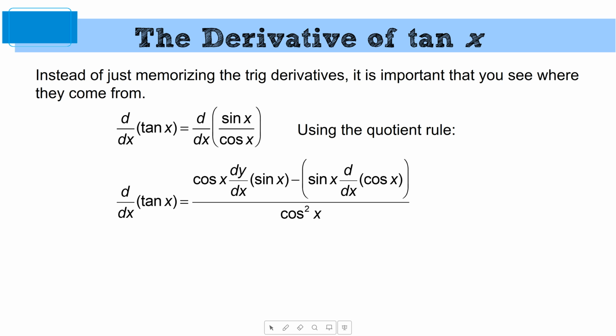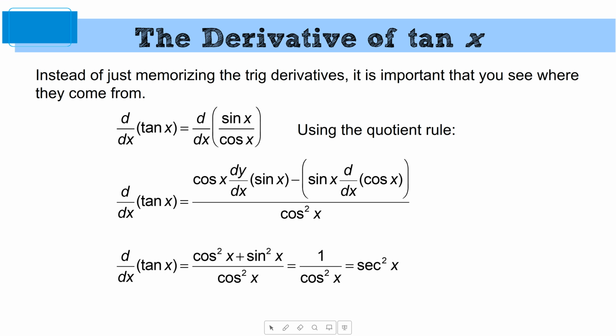You probably don't need this step because you know what the derivative of sine is, yes? What's a derivative of sine? Cosine. And what's a derivative of cosine? Negative sine. So we do a little bit of magic there and we get that. You remember that. What's cosine squared plus sine squared? 1. So we get 1 over cosine squared, which is secant squared. Yep, it's just that cool.